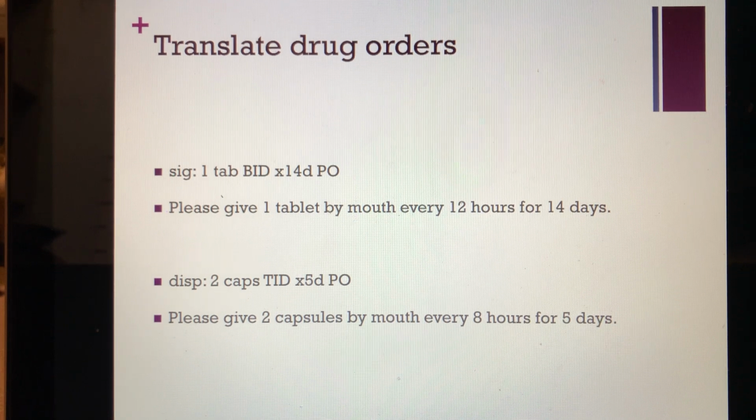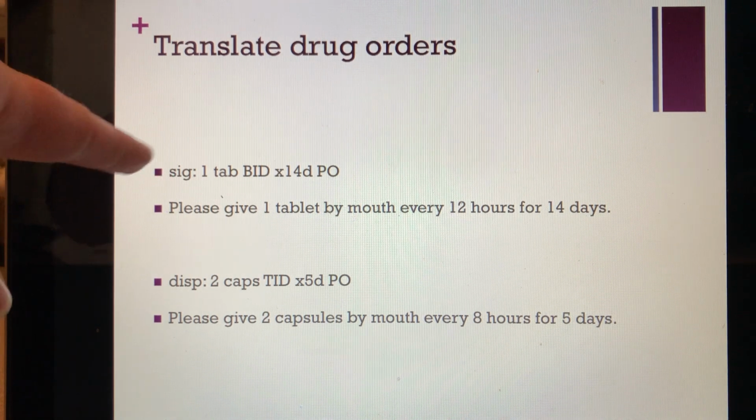Okay, so translating drug orders then. I gave you a couple of examples here using those abbreviations, and what it means to the client, like what we would translate that drug order to read. So the doctor's going to write in the file something like this first line: Sig 1 tab BID X14D PO. So what the heck does that mean? So we can look underneath.